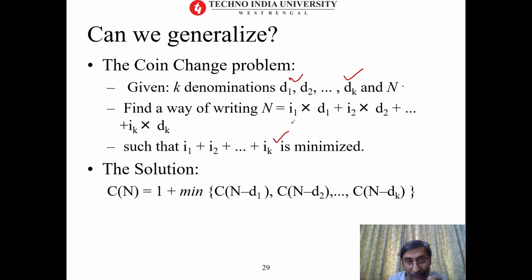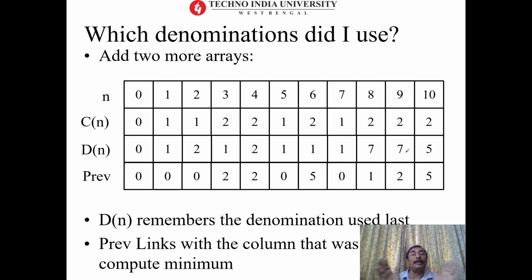Get the minimum of these c's. Just add 1 because you just gave him 1 coin, right? 1 plus that is the solution for Cn. So I am getting a solution Cn with the solutions of the sub-problems, right? What a beautiful solution I got, right? And with that, you can fill up the entire array.